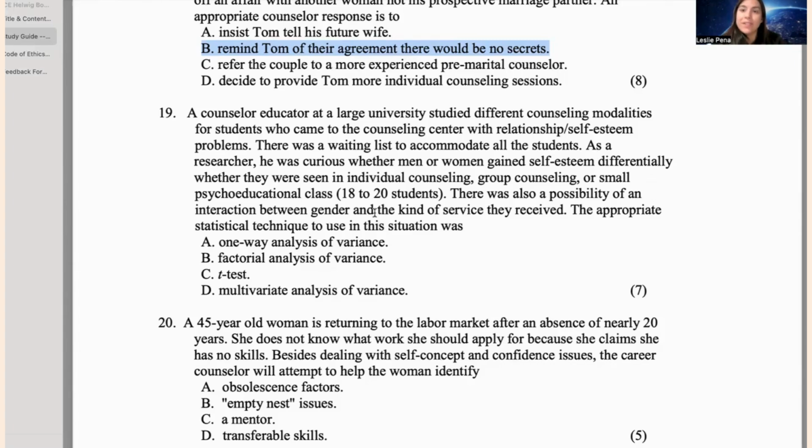So, for this one, I finally finished my drink, I think. No, I still have a little bit left.